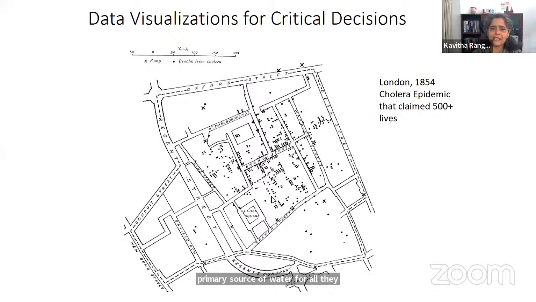So if you start seeing this, can you spot a particular pattern emerging? Is there any particular pump that seems problematic? Right. So Srijan says the pump at Broad Street. Exactly. Right? So if you see, most of the dots are clustered around the pump at Broad Street. And that happened to be the source of the cholera epidemic. So the water pump at Broad Street had been contaminated.